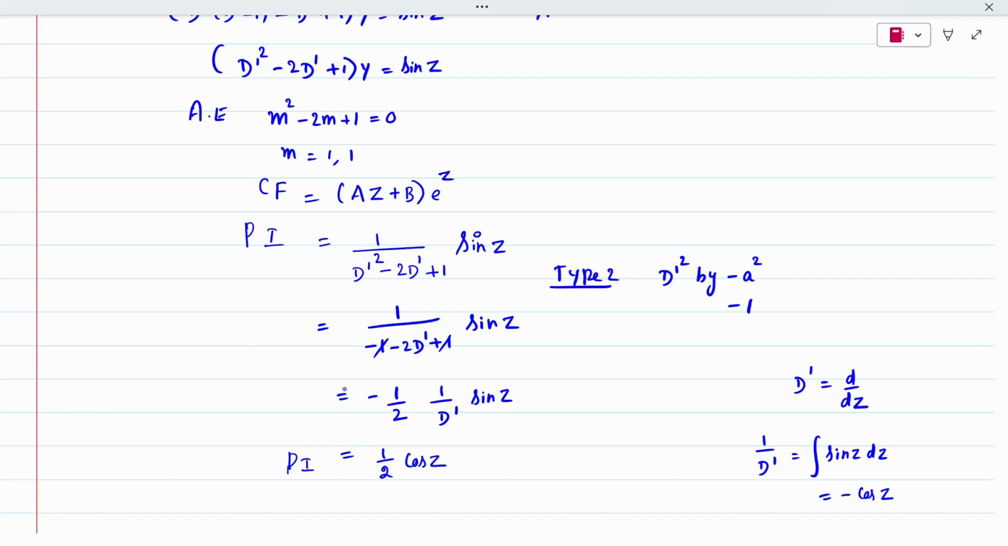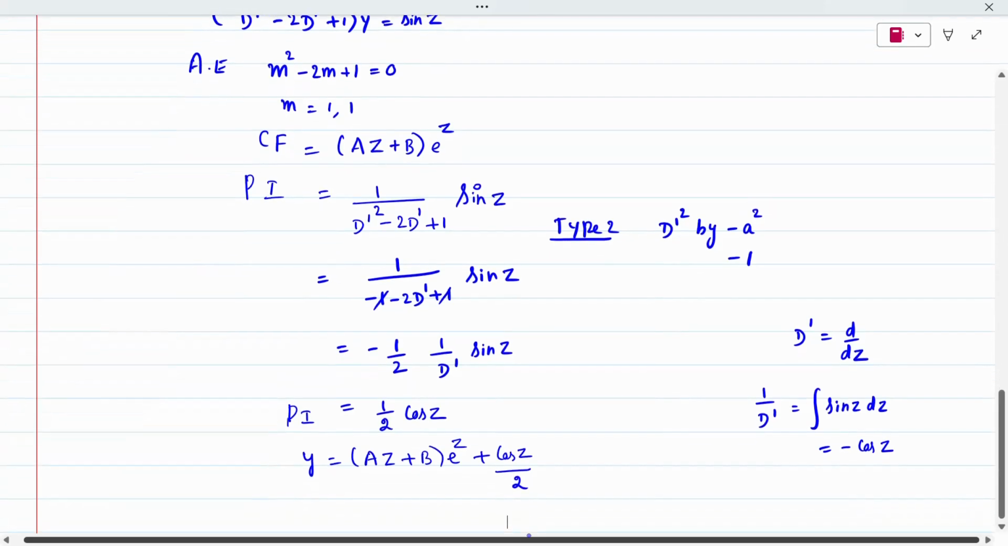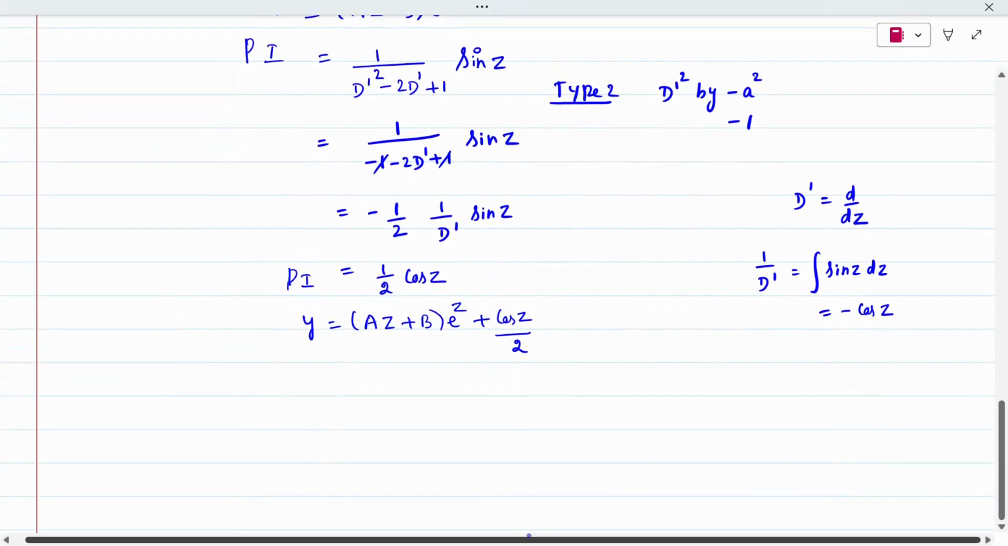Okay, so now the solution is nothing but complementary function plus particular integral, plus cos z divided by 2. Okay. So you should not leave it as it is. Finally, you have to replace and write. For that, 2 or 3 marks will be allotted. z you have to replace: z is nothing but log x, and e to the power z is nothing but x, plus 1 by 2 cos z, which is cos of log x. So completed. This is our final solution.